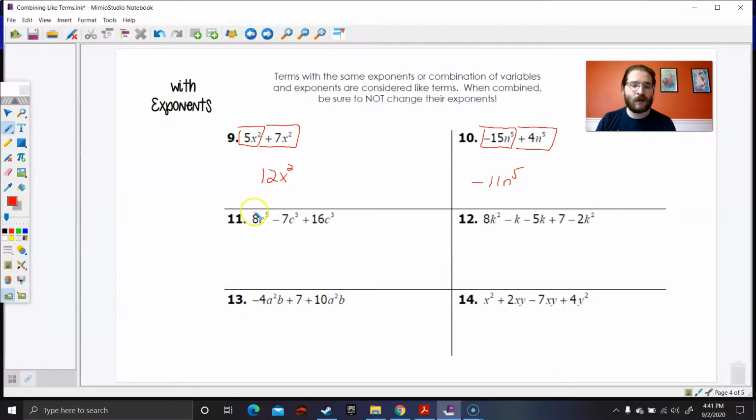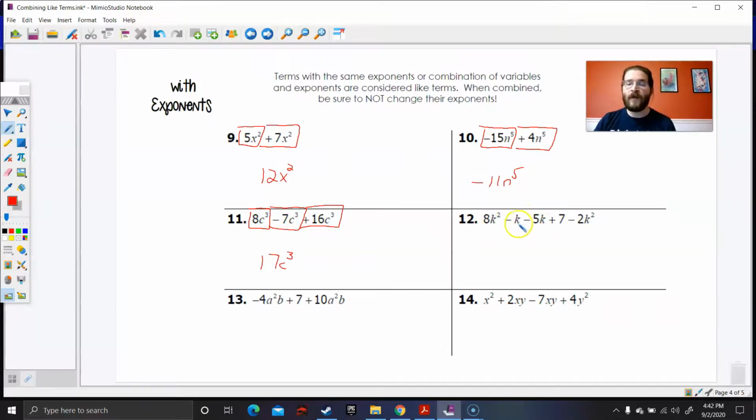8c to the third. So that's there. We can combine that too. Looks like we can combine all of these. So you do 8 minus 7, we get positive 1. Positive 1 plus 16, we get positive 17. Carry this up.